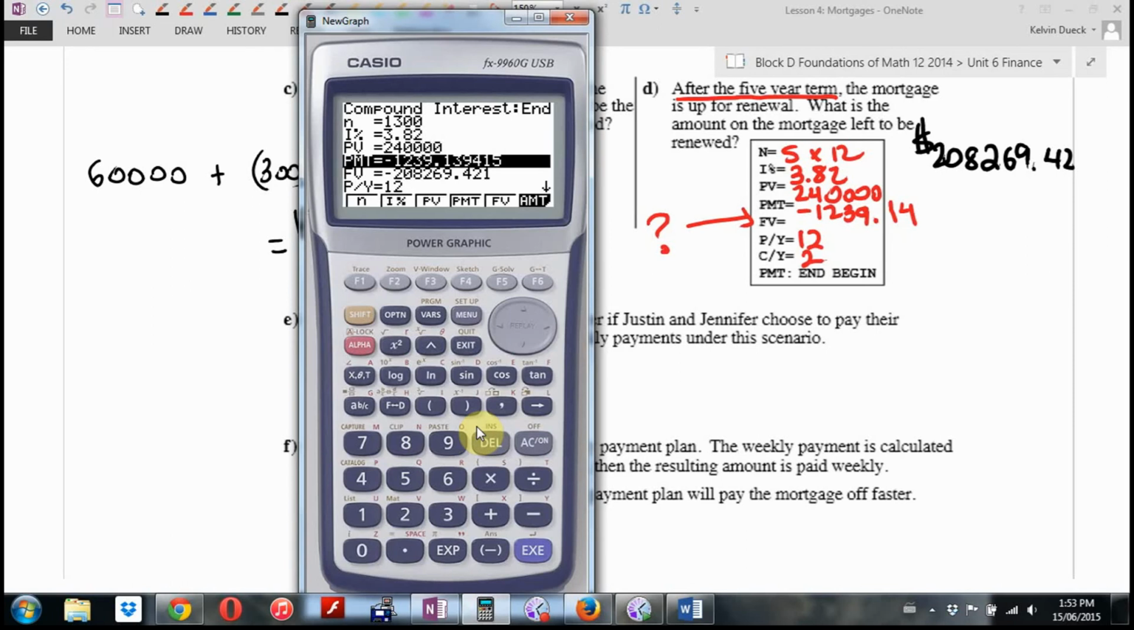Payments, we don't know. We're going to try and figure that out. I'll put a temporary 0 there. What do we want the final value to be if they pay off this loan? 0. How many payments per year? Not 12. 52. Compound per year? Twice a year. What would their payment be now?